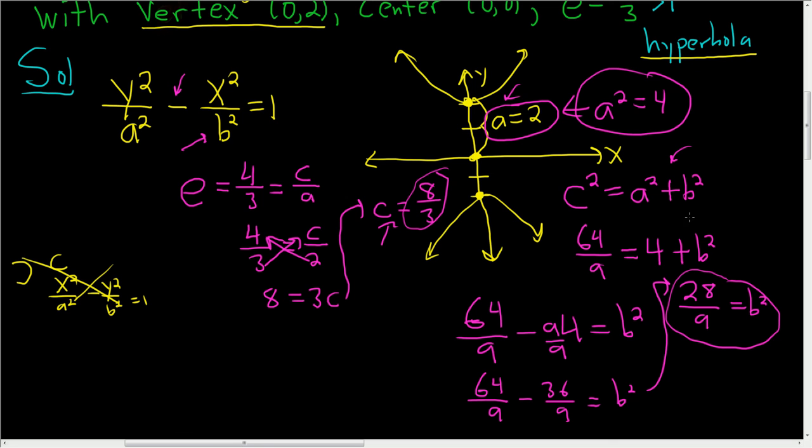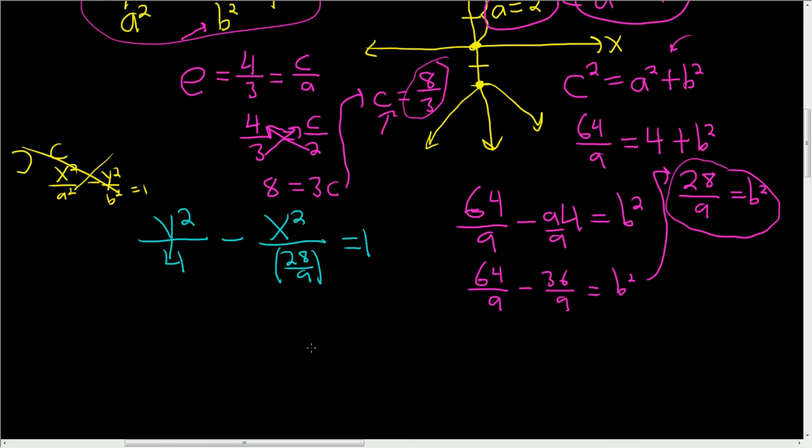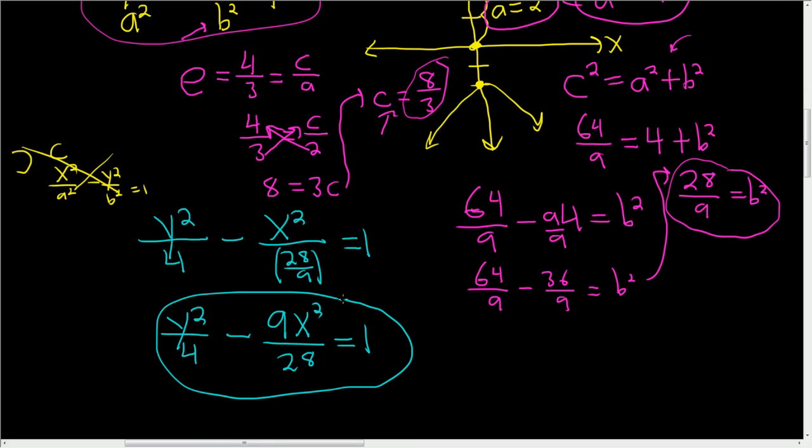Now we're going to take these numbers and plug them into our equation, and then we're done. So we have y squared divided by a squared, so over 4, minus x squared divided by b squared, so 28 over 9, and that's equal to 1. Let's rewrite that second term just to eliminate the complex fraction. So we have y squared over 4. When we divide by 28 over 9, it's the same thing as multiplying by the reciprocal, 9 over 28. So this is 9x squared divided by 28, and this is equal to 1. And that's it. I hope that made sense.